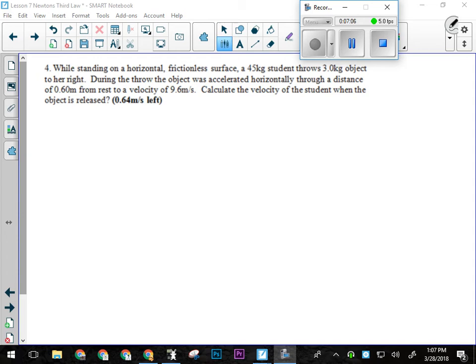Okay, so for number 4, we're throwing this rock. The masses are quite different. There's a person who's 45 kilograms, and then there's a rock that's only 3 kilograms. Now, the forces on both are equal. If I can calculate the force on one, I know the force on the other. The accelerations are obviously going to be different because the masses are different.